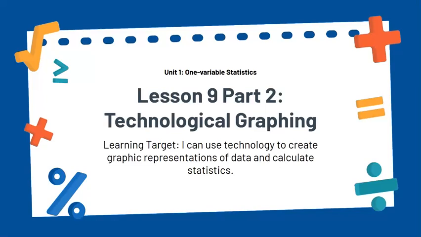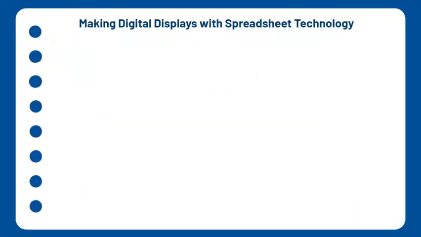Lesson 9, Part 2, Technological Graphing. Learning target: I can use technology to create graphic representations of data and calculate statistics. The purpose of this lesson is to create data displays and calculate statistics using technology.